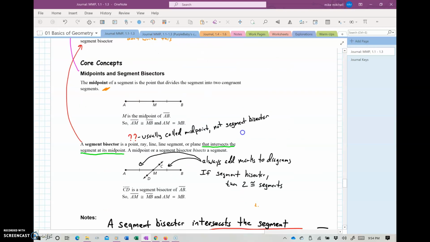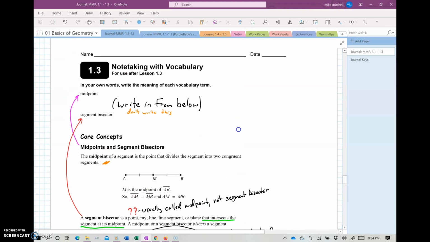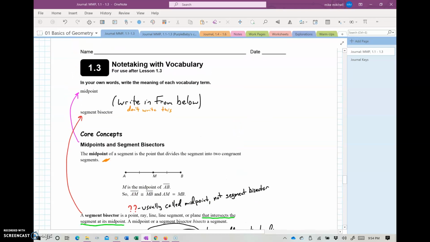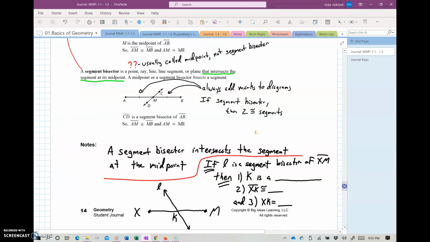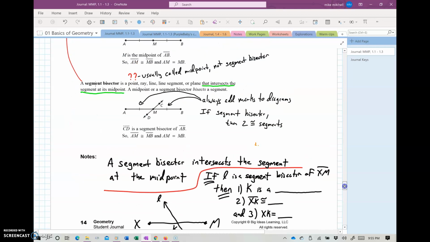This looks like page 14, using midpoints and distance formula. We'll go over this in class. Don't write this in. You're copying these from down below. Here you've got your little midpoint. There's your segment bisector. Write them in, guys. Remember, writing things down helps you remember them. That's one of the reasons we do it.